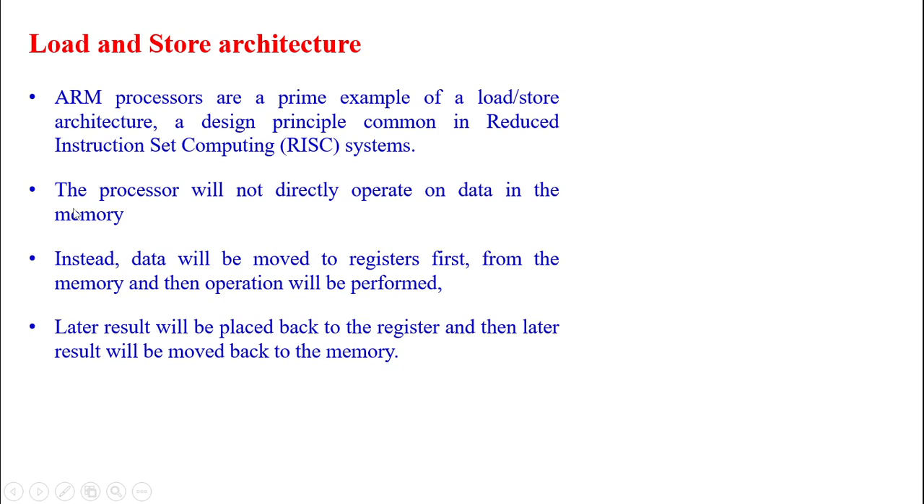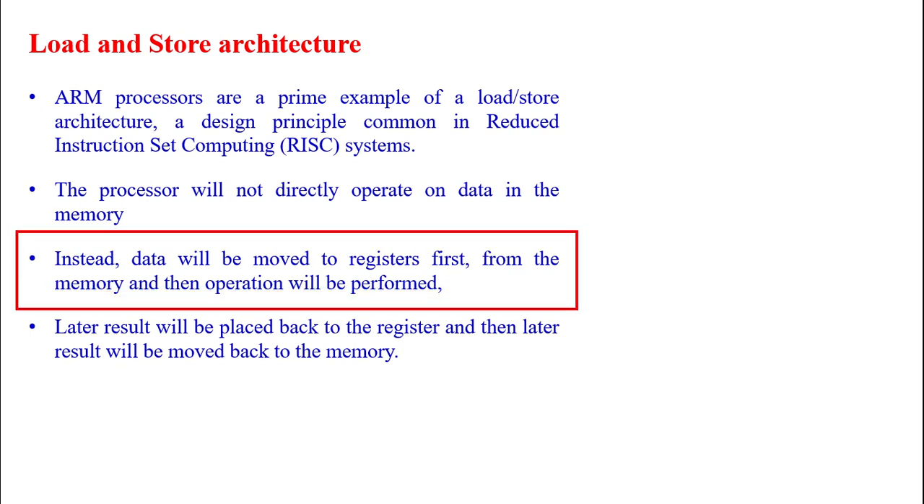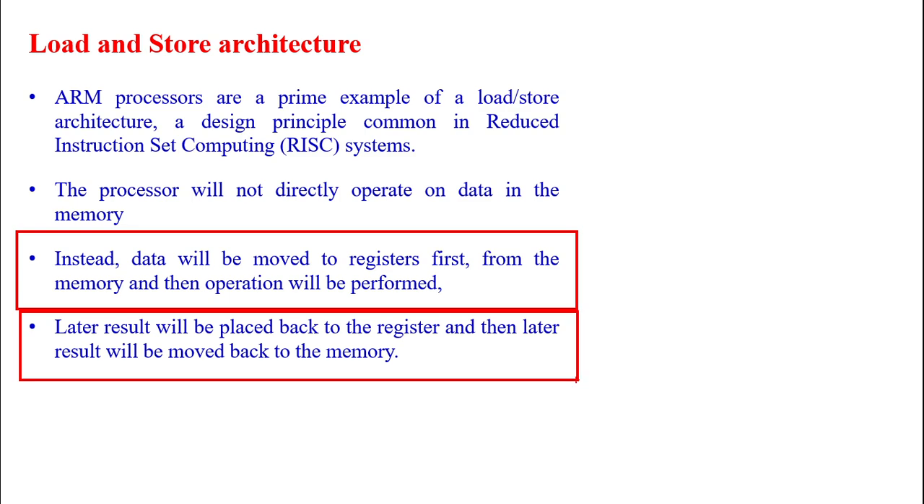So what do you mean by that? The processors will not directly operate on the data in the memory. This is what I told you in the previous explanation. Instead, data will be moved from the memory to a register within the CPU first, then operations will be performed, and after performing the operation, the data will be stored back to the memory. This complete process is called load and store architecture.